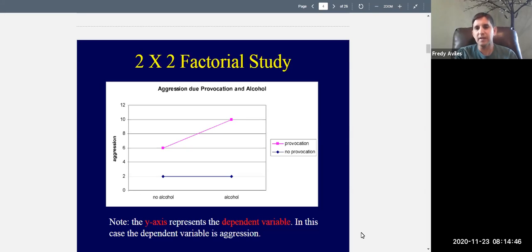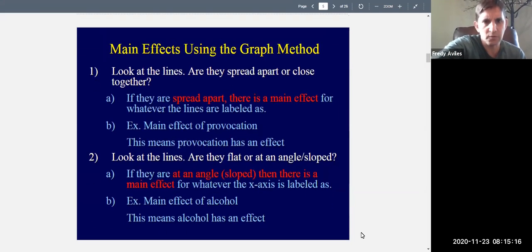That means that provocation has an effect, okay? So those that were provoked, you can see on the pink line there, right? Their numbers are higher than those that were not provoked. Those that were not provoked are on that blue line there. They're lower, okay? The endpoints there tell you the averages for each, okay? So the pink line is above the blue line. They're spread out, right? That means that provocation is higher than no provocation. There's a main effect of provocation. That's what that means. So I went over that first part.